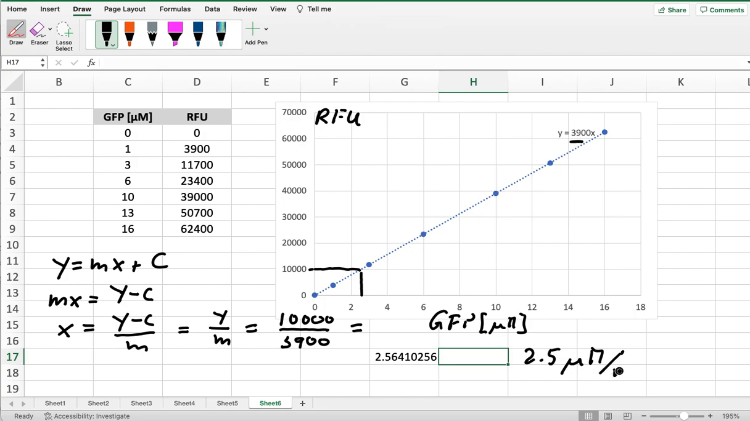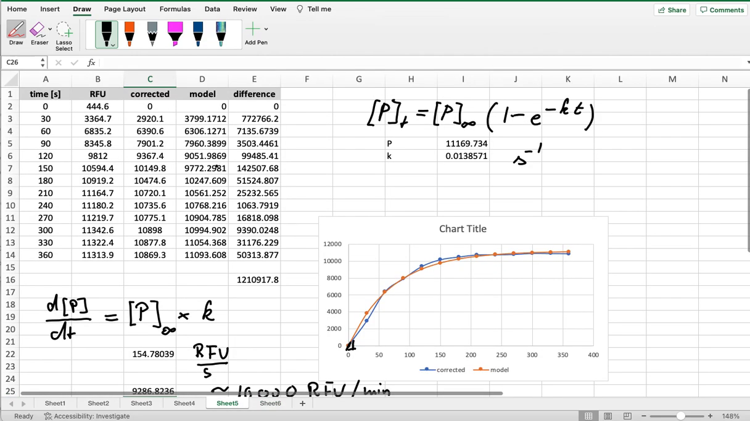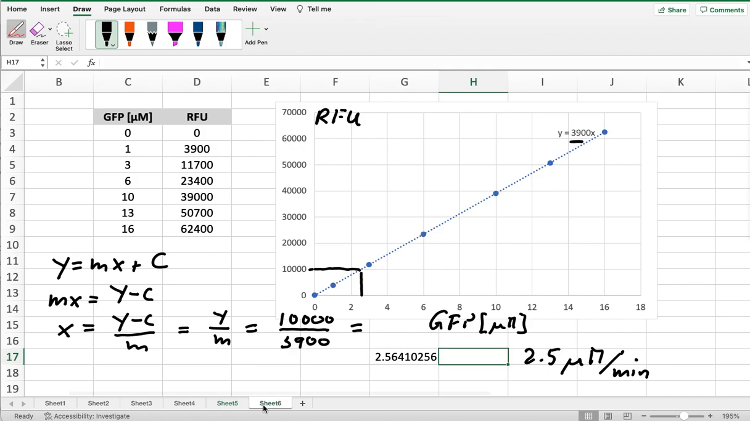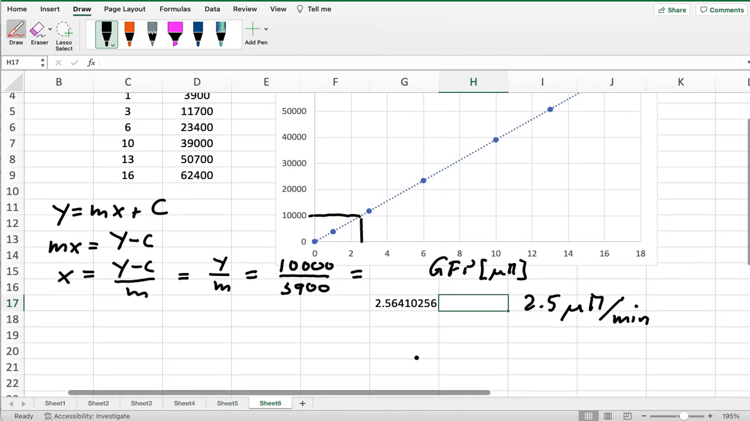micromolar per minute, and that would be our maximum protein production with the data that we had here in our experiment, in our volume of 10 microliter. And of course, if we were inclined that way, we could also calculate the number of moles that we produce just simply by multiplying this value with the reaction volume, where we had 10 microliter, and we can calculate the number of moles per minute.